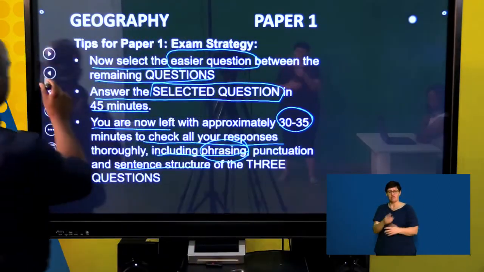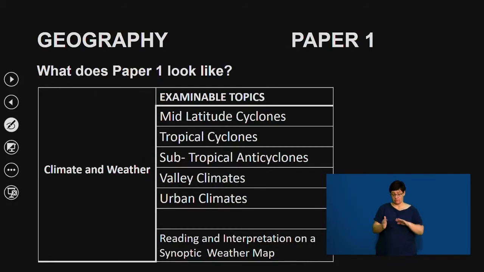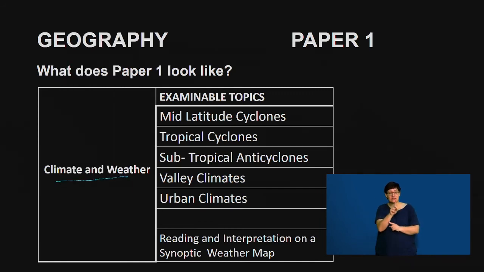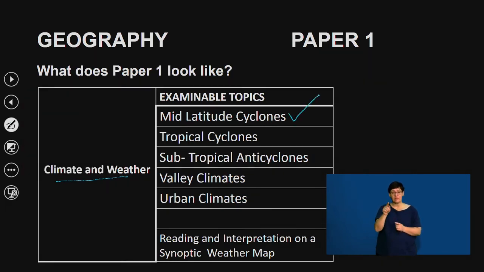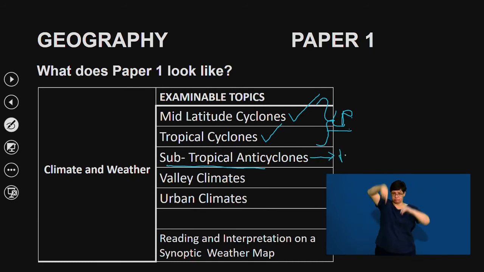Moving on, we have the following. Let's look at the aspects that are being examined in terms of the content. So, walking into this examination, you must know the following topics. I've broken them down according to the content areas. So, when looking at the following, climate and weather, the following topics are being examined. Mid-latitude cyclones, tropical cyclones, and remember, these constitute your low-pressure systems. Tropical anticyclones, these constitute your high-pressure systems.